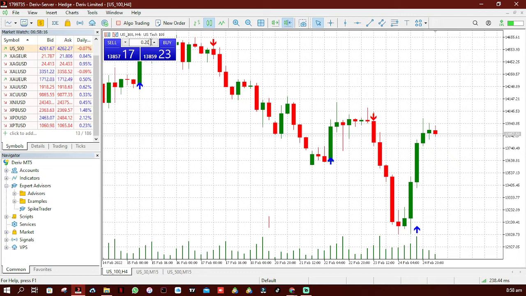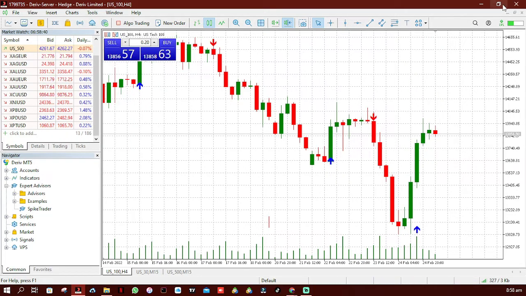So when it comes to other pairs and indices, they come with different minimum lot sizes. Some might allow you to use a lot size of 0.001, some only a lot size of 0.010. So this is another feature of forex trading, is that you control what you can win or lose.